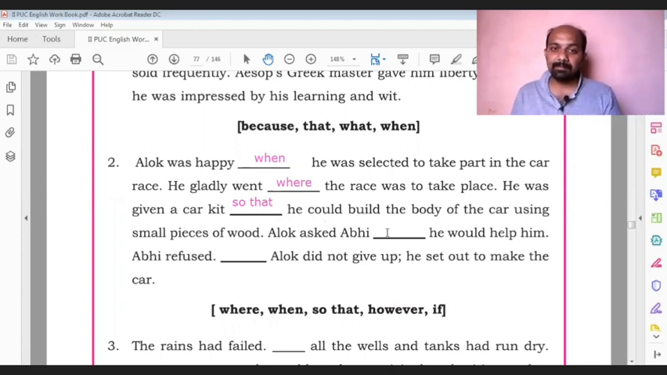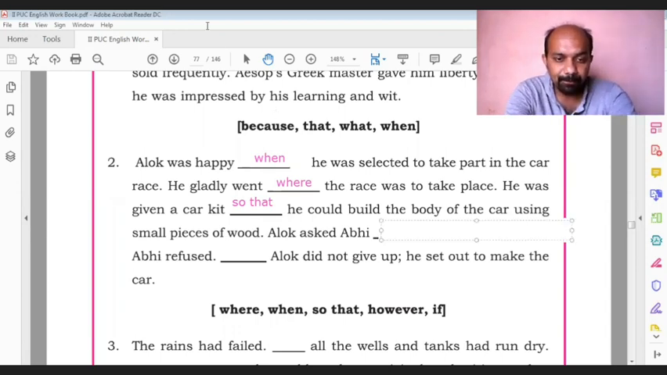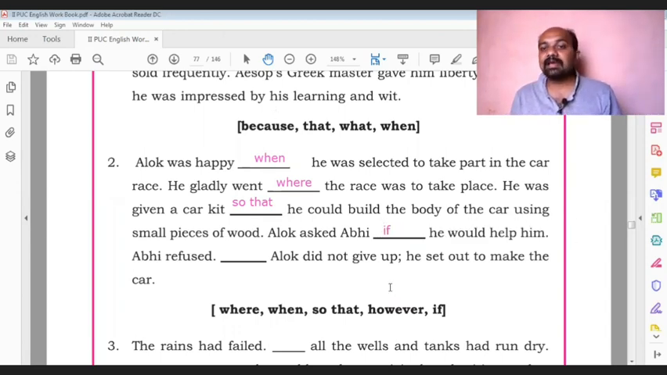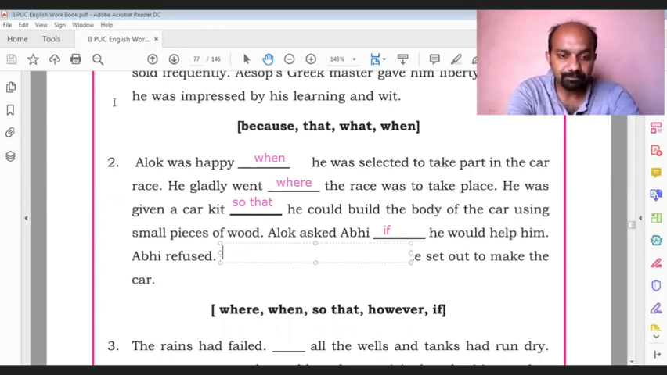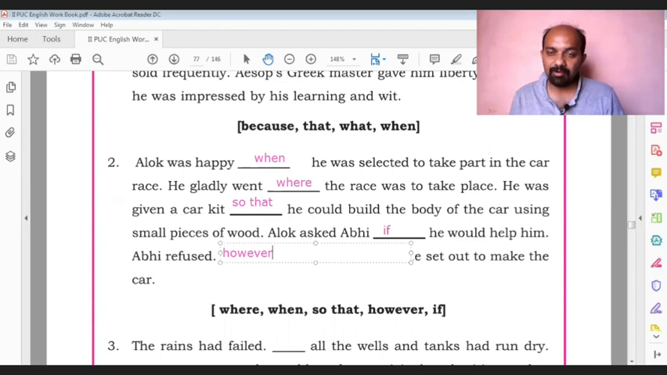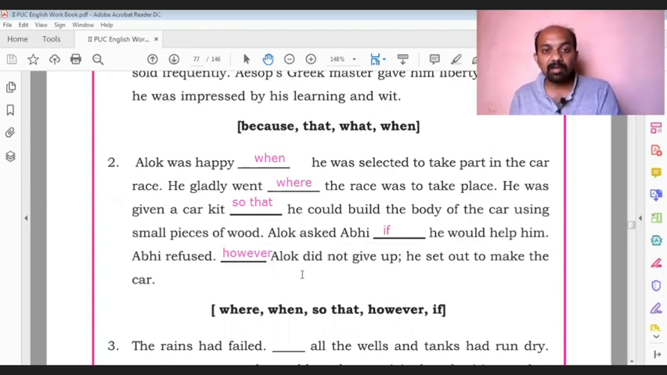Alok asked Abhi if he could help him. If refers to the condition. Abhi refused. However, Alok did not give up. However, H should be capital. However, Alok did not give up.